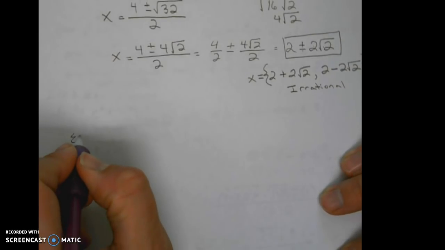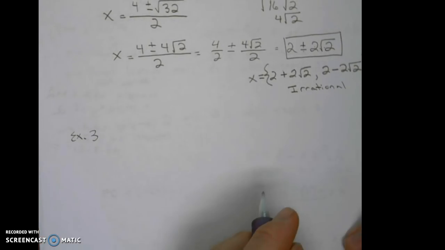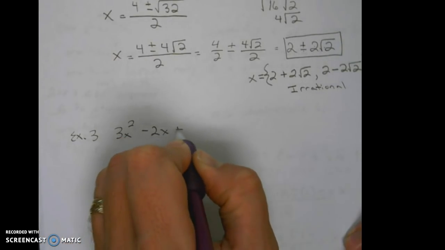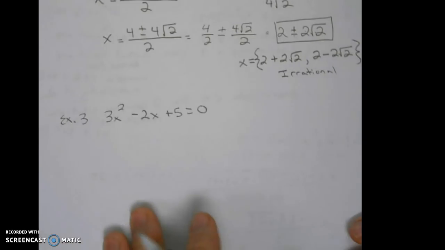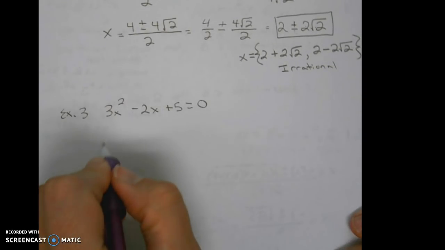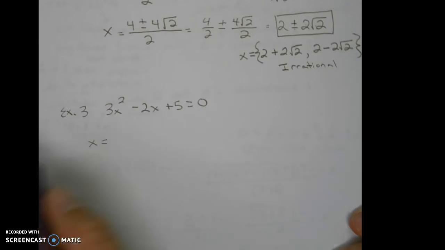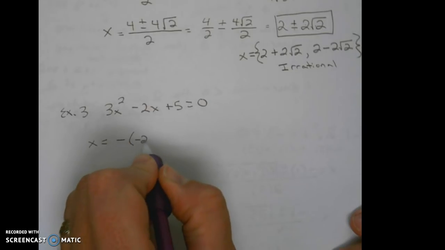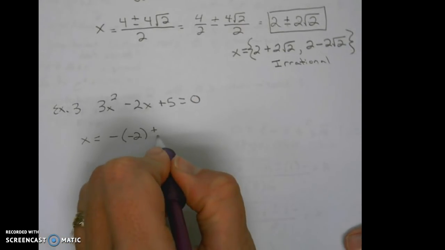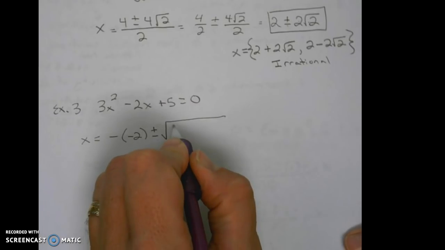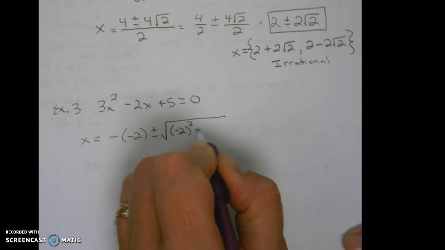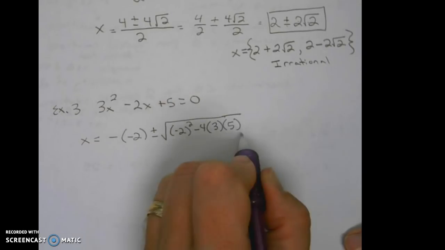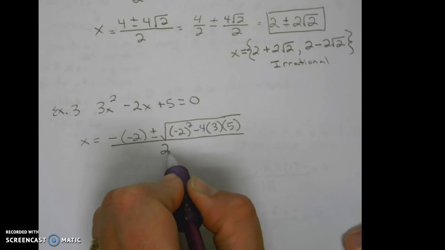Example 3. I'm going to go a little quicker. This should be review for most of you. Standard form equal to 0. I'm not even going to label A, B, and C. Starting off, x equals negative b plus or minus the square root of b squared minus 4 times a times c, all over 2 times a.